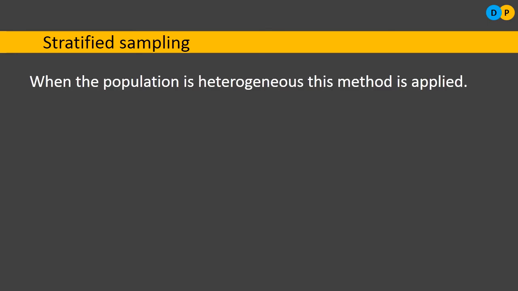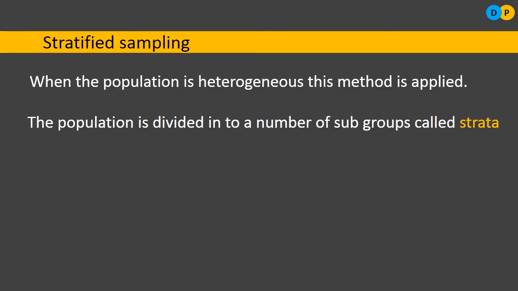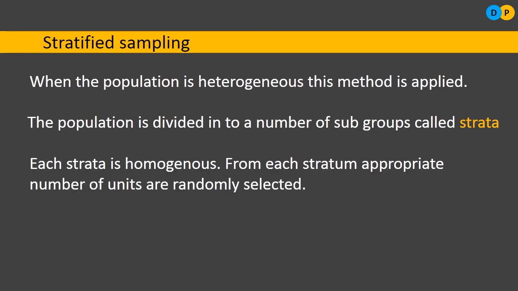When the population is heterogeneous, this method is applied. The population is divided into a number of subgroups called strata, or sometimes also called segments. Each stratum is homogeneous. From each stratum, an appropriate number of units are randomly selected. We are not following a systematic way. If you want, you can also follow a systematic pattern, but here we will be following random selection, randomly choosing elements or items from each strata.